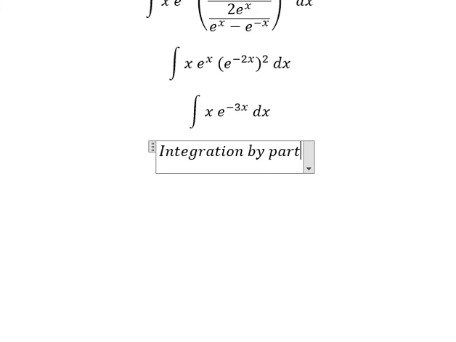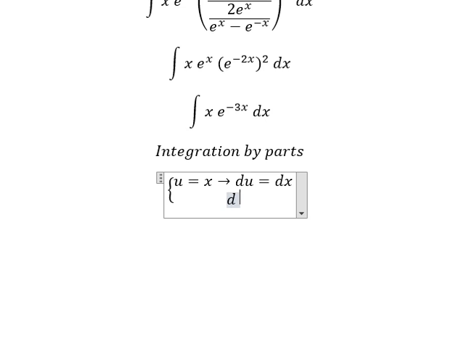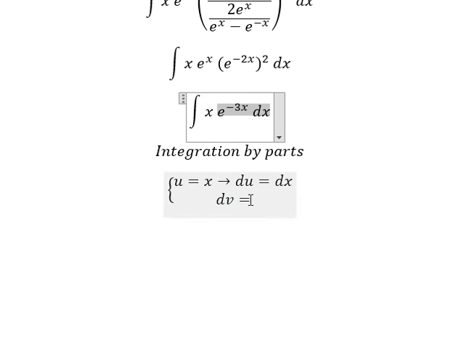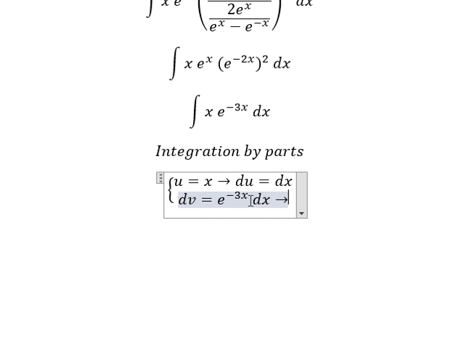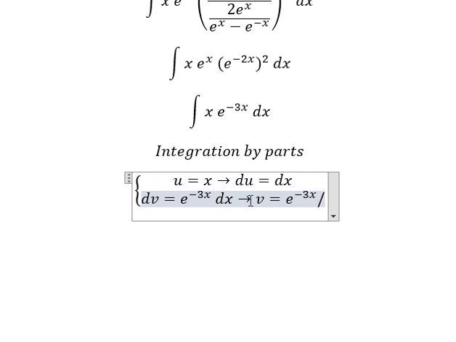by parts. So I will put u equals s. So we take the first derivative for both sides. dv is this one. So the integration of this one, we have e to the power of negative 3s over negative number 3.